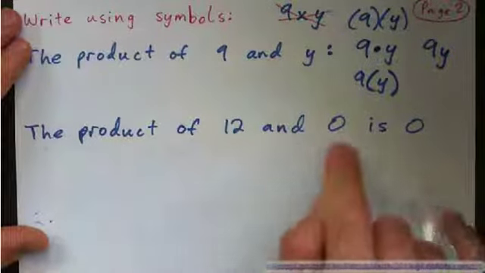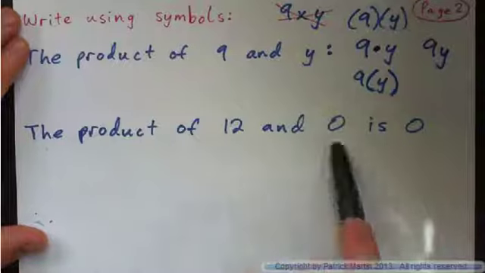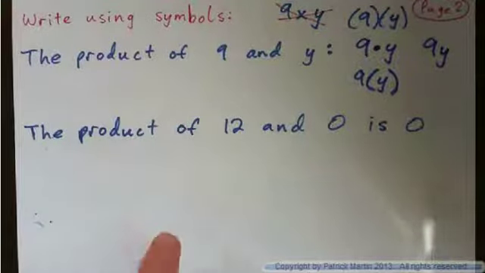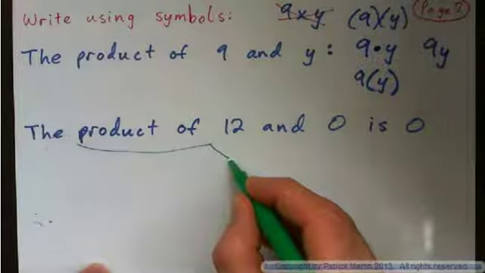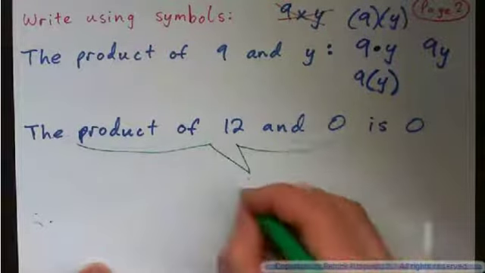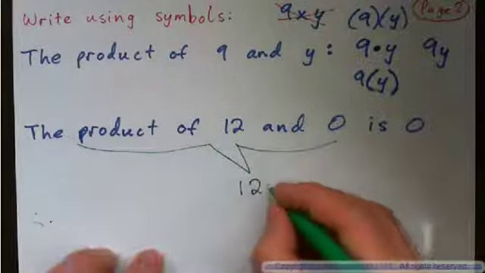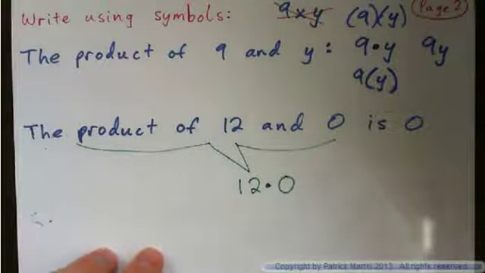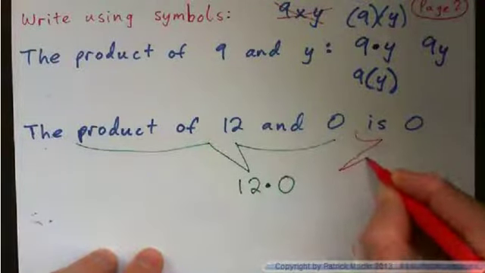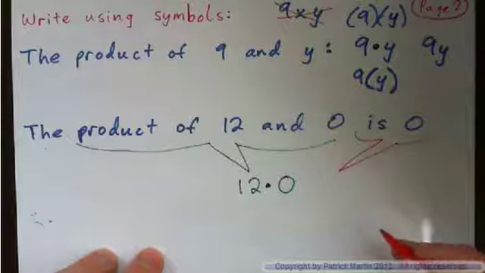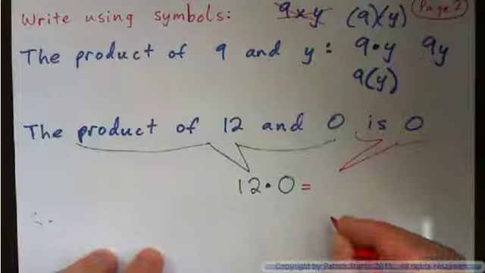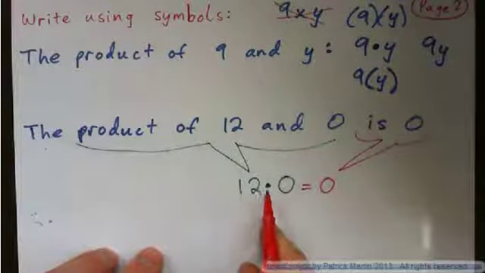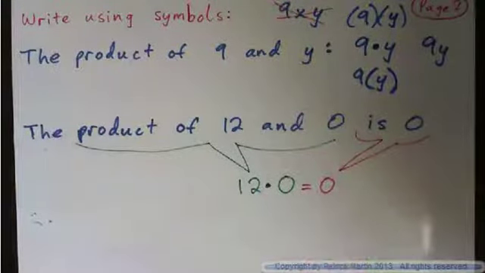The product of 12 and 0 is 0. Can you write this down as an equation? First of all, just do the product of 12 and 0. How would you write the product of 12 and 0? 12 multiplied by 0, right? Now how would you write is 0? Equals 0, right? The product of 12 and 0 equals 0.